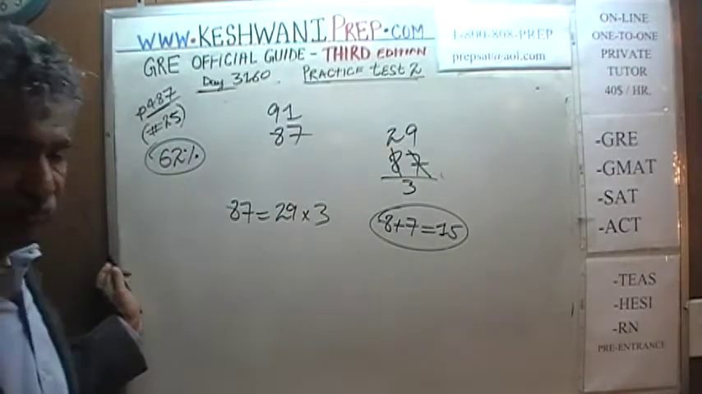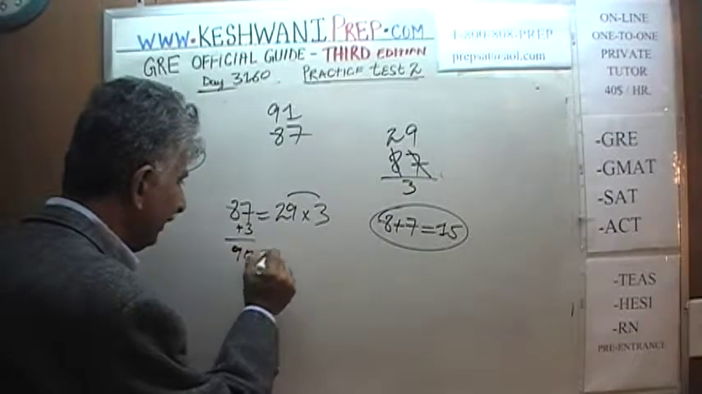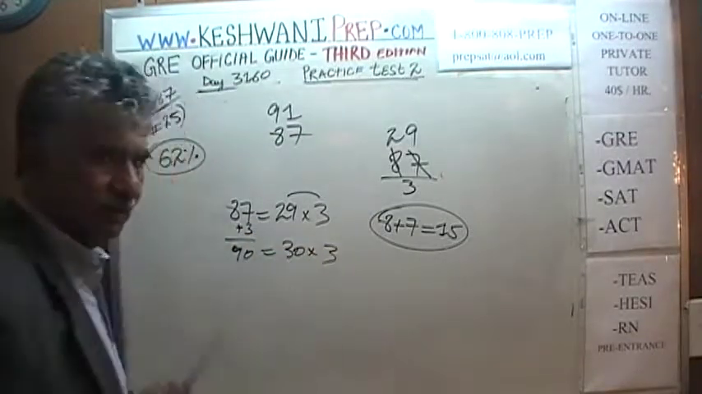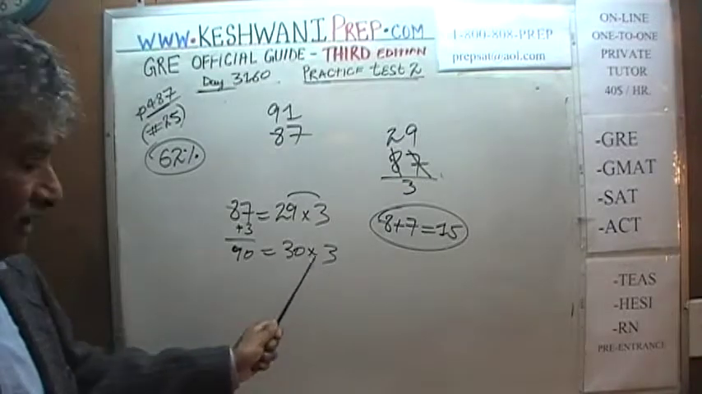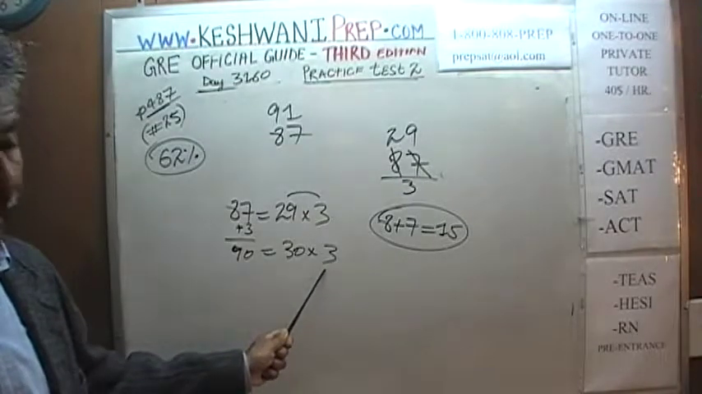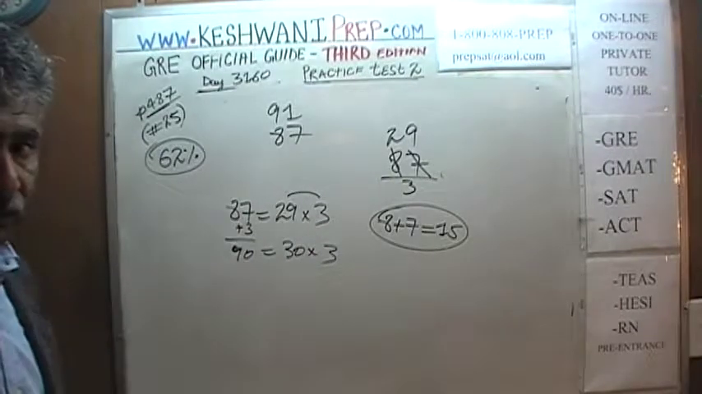Of course, 87 is made up of 29 3's because if you were to add one more 3, we'll get 90, which is 30 3's. If 90 is 30 3's, if you were to take one 3 from that, you'll end up with 29 3's, which is 90 minus 3, which is 87.